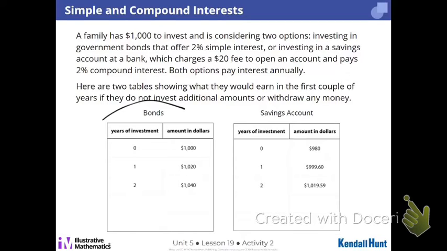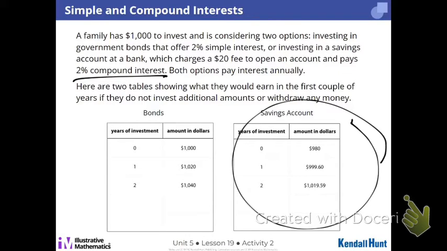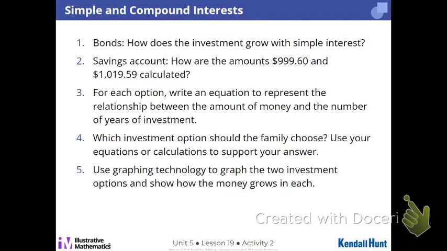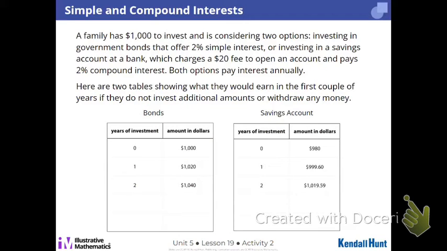Down on the left side here, that's the bonds, and then there's also you can pay money to open a savings account and earn 2% compound interest, and you can see how that's going to manifest itself in the table there. Your job is to fill out the rest of the table and answer questions 1 through 4. We'll look at the graphing technology together, or we'll just talk about it. I'm going to leave the view on this screen for you.